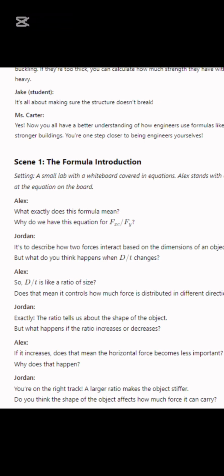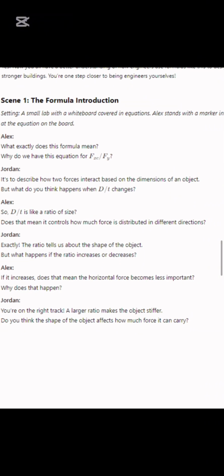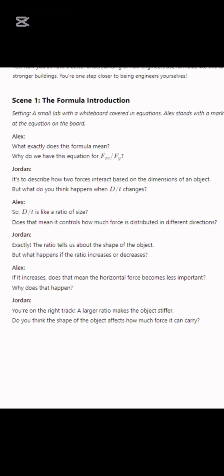What exactly does this formula mean? Why do we have this equation Fx by Fy? It's to describe how two forces interact based on the dimensions of the object. But what do you think happens when the d/t changes?